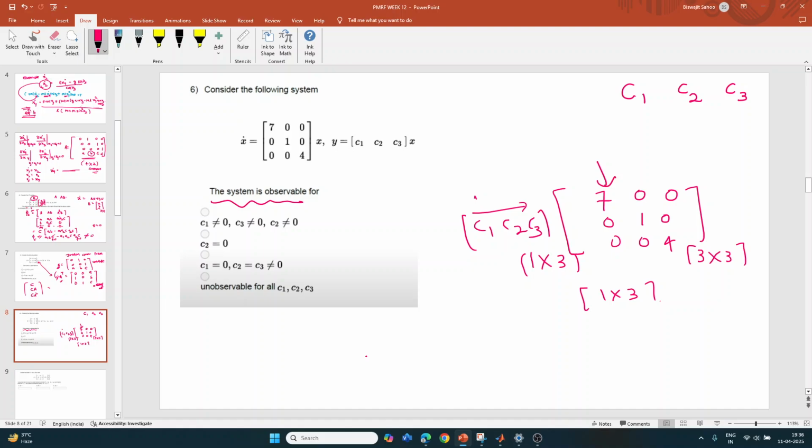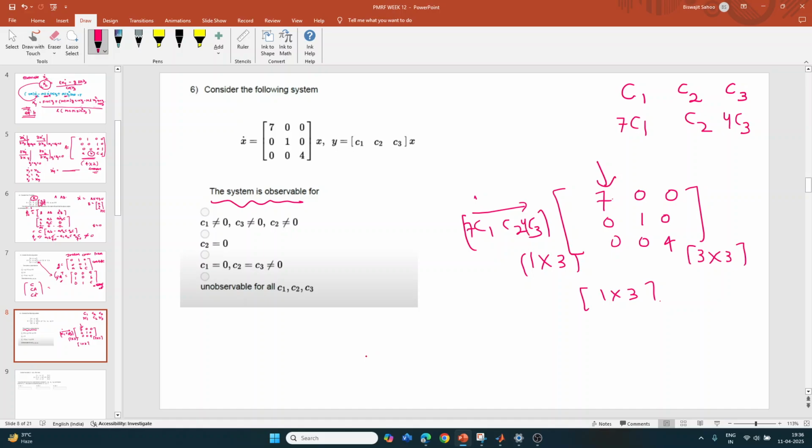C1, C2, C3 is in each element. First of all, 7C1, and the remaining two are 0. So it will be 7C1. Next, this one is multiplied to here, so C2. Then again 4C3. Like that. Then what you need to do? CA squared. It will be something like that: 7C1, C2, and 4C3. Multiply this now.